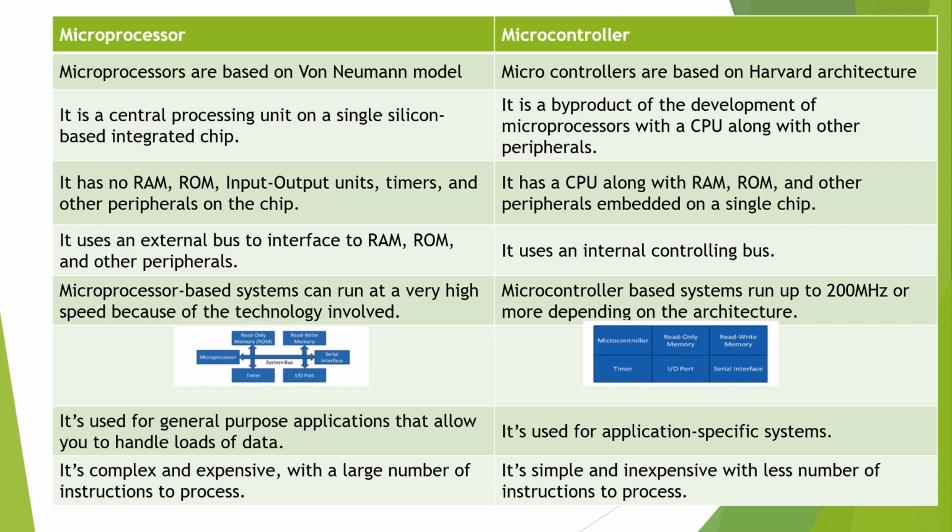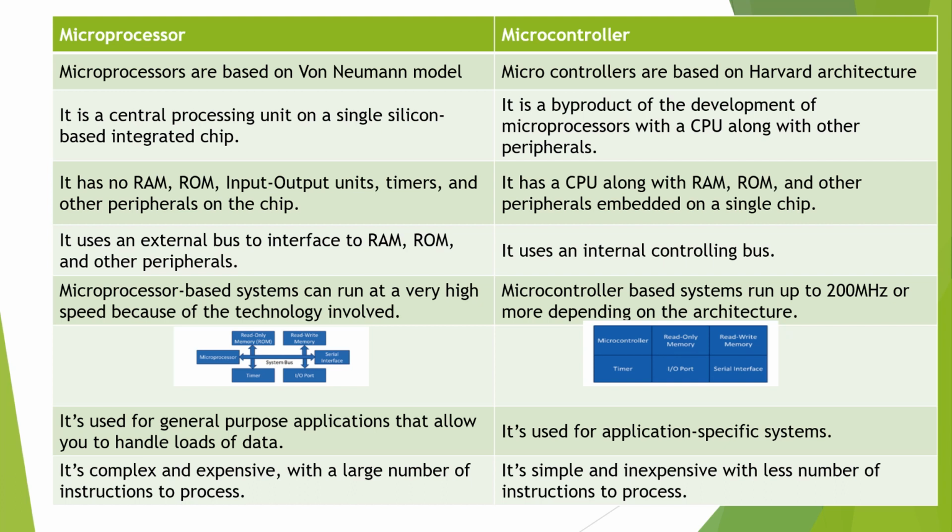A microprocessor is a central processing unit on a single silicon based integrated chip, while a microcontroller is a byproduct of the development of the microprocessor, with a CPU along with other peripherals. A microprocessor has no RAM, ROM, I/O units, timers, or other peripherals on the chip, while a microcontroller has its own CPU along with RAM, ROM, and other peripherals embedded in a single chip.